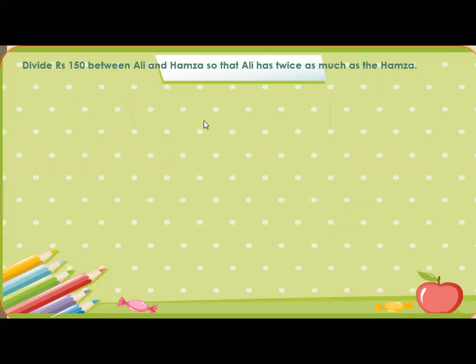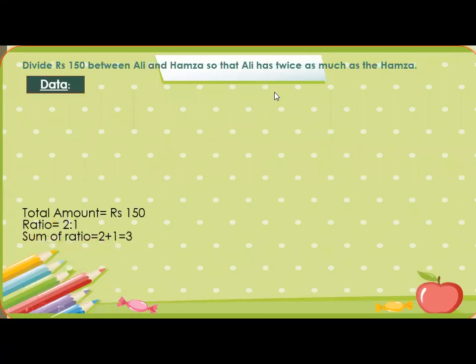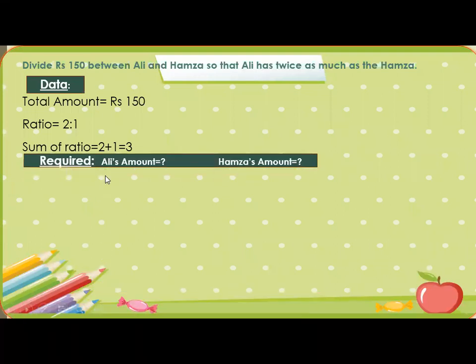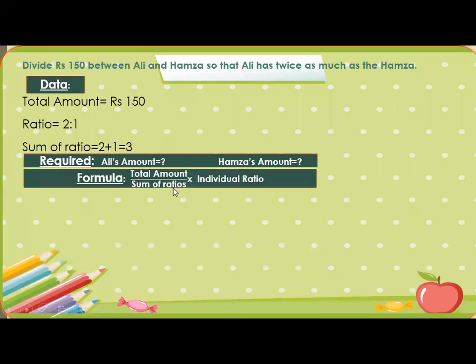Very good. So here, Rida, we get the ratio: twice as much as Hamza. So we get the ratio 2 ratio 1. So what will be the formula here? The formula will be total amount upon sum of ratio into individual ratio. So here in the solution, I want you to give me the answer of what will be Ali's amount.